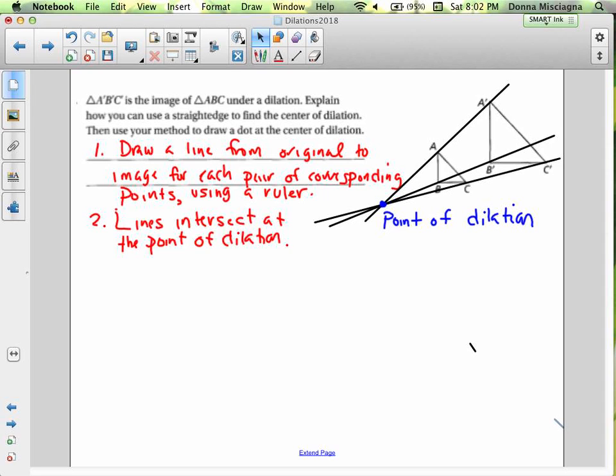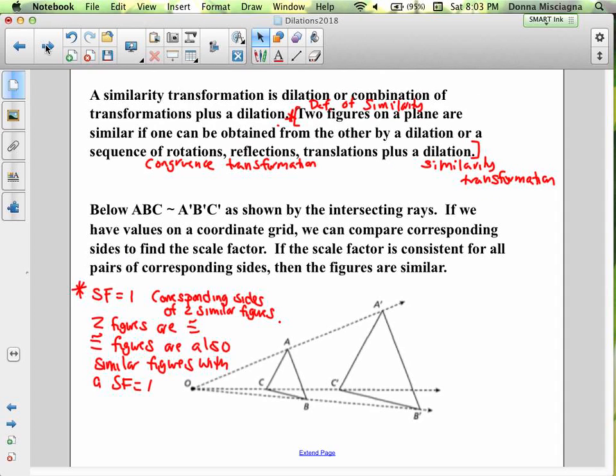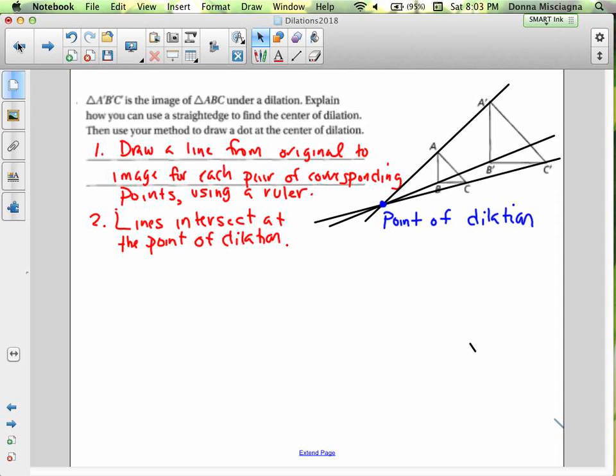And that's the last one. The rest of this, we're going to look at, actually, it's not quite the last part. Let me go over one last thing. And then the rest of this is going to be on the next Nearpod. The last thing I have to go over with you has to deal with point of dilation. Oh, no, I'm sorry. That is for similar transformation.